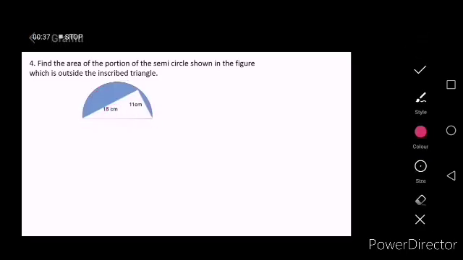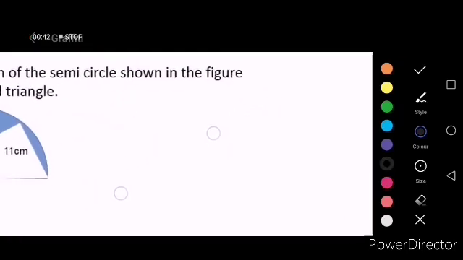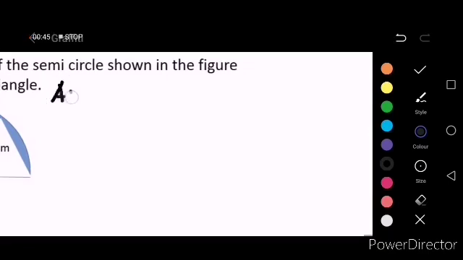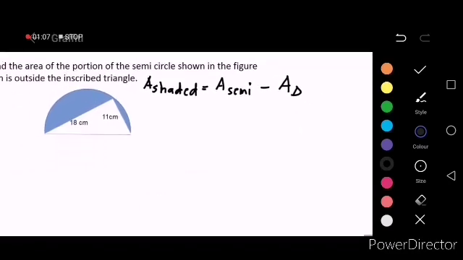So, let me write that one. So, area, let's write it here. The area na lang ng shaded is just equal to area ng semicircle minus the area of the triangle. Tama? Now, ang problema natin, wala tayong idea dun sa area ng triangle. Unless, alam natin yung information about the triangle.